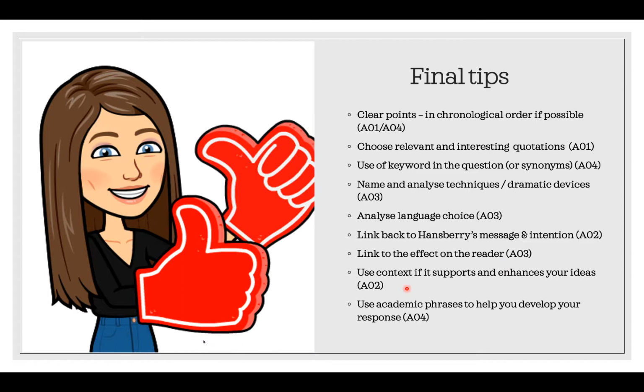So from this particular example, you'll notice that there was really only one reference to context, and that was to do with Walter's racial and economic placement in society. And it's okay for you not to bolt context onto every single point that you make. You should show that you have an awareness of the context and maybe how that adds to meaning, but please don't include it just for the sake of including it. And academic phrases just to help you develop your response.